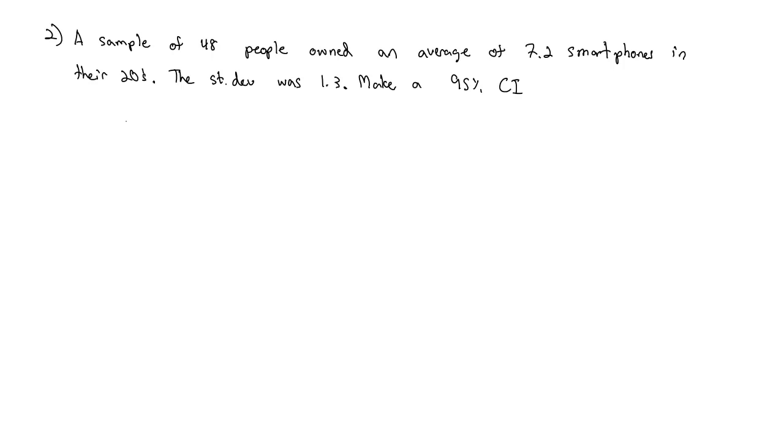Again, we have our sample size, just recording it here as 48. We've got a sample mean here of 7.2, and we have a sample standard deviation of 1.3. With means, we need to use the t-distribution for alpha over 2. So in this case, we want a 95% confidence interval, which means we want 95% in the middle, which leaves 5% for the outside and 2.5% on each side.